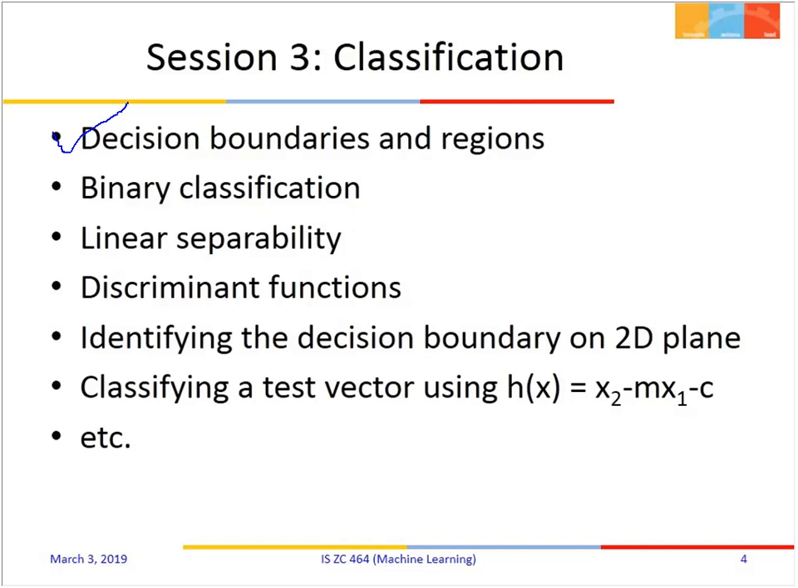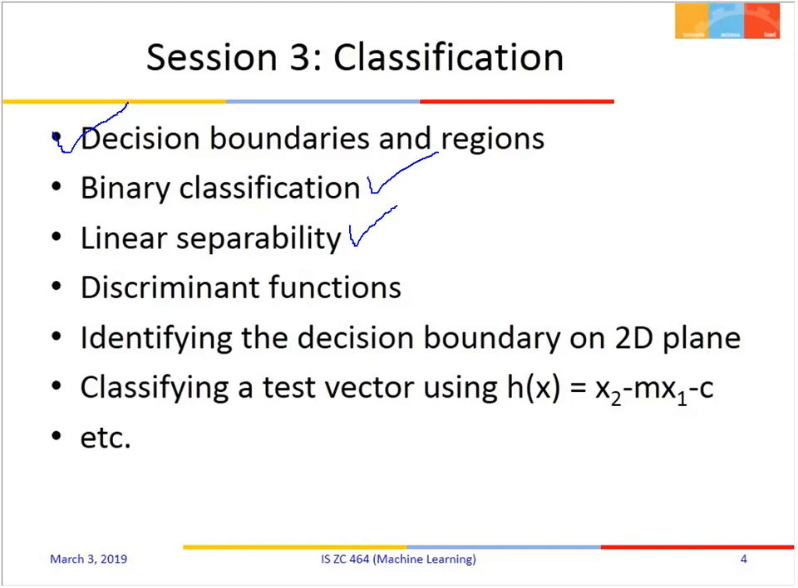Okay, so then we talked also about binary classification, then linear separability. What do you mean by linear separability? You have to look at the data belonging to two or more different classes, and you have to represent each data point belonging to a class as a feature vector. This feature vector may be two-dimensional or it may be multidimensional. We have talked about the feature vector also.